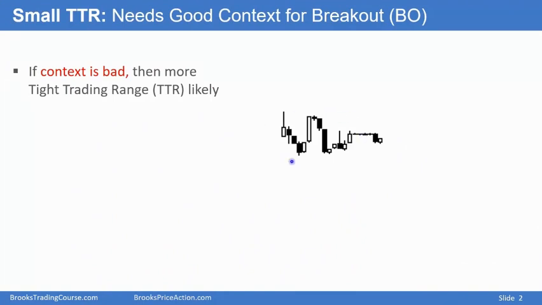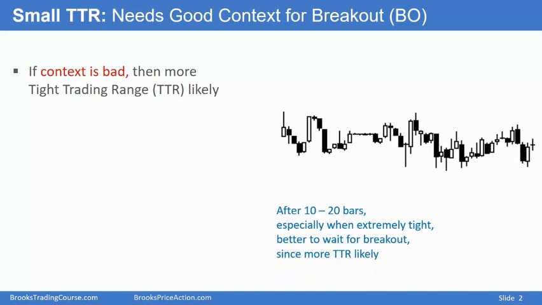Here's a tight trading range, and if the context is bad for a breakout, then more likely the trading range will continue. After about 10 or 20 bars, when a range is extremely tight, traders should just not trade. They should simply wait for the breakout, because after you have 10 or 20 bars, chances are you're going to have more bars before there's a breakout. And when the range is very tight like this, it's very difficult to make money, even scalping with limit orders. Better to wait for the breakout.